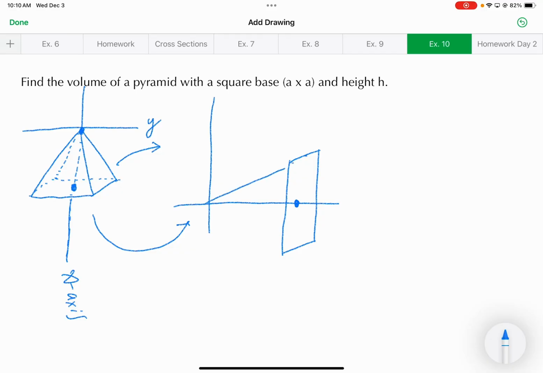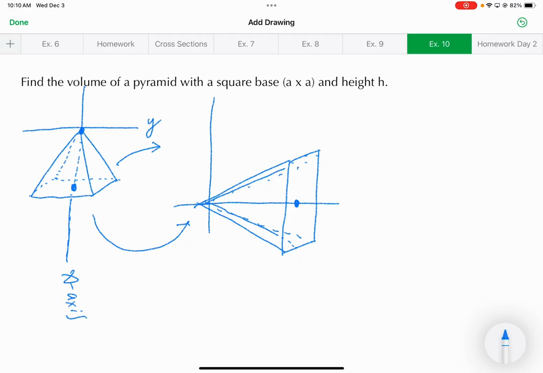Bro's right. Okay. Something like this. There it is.